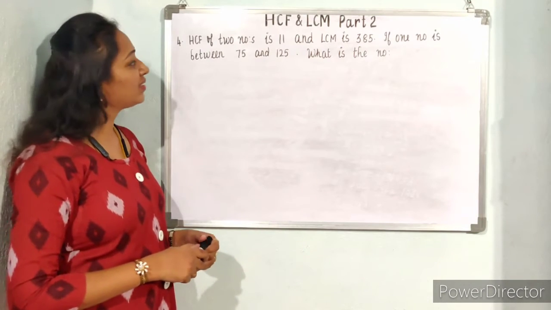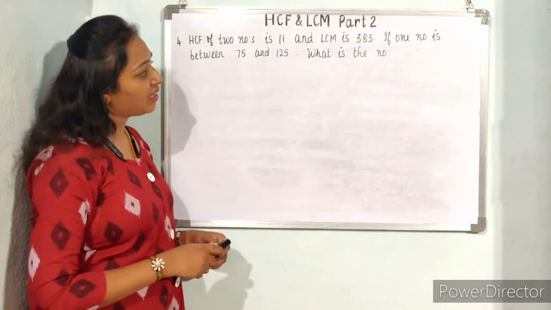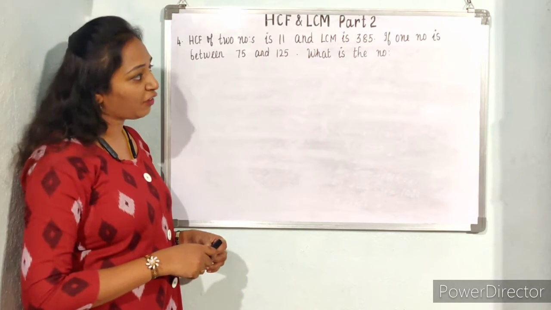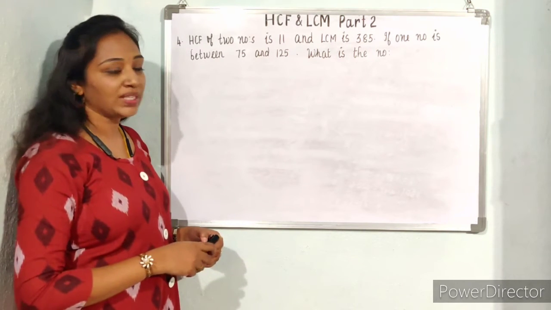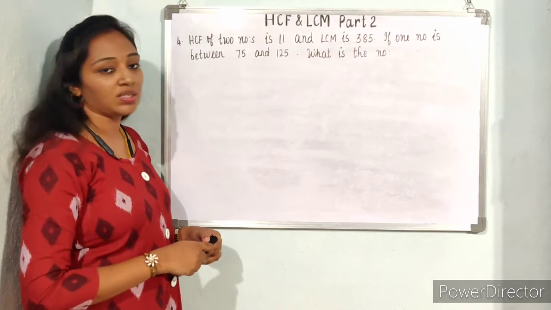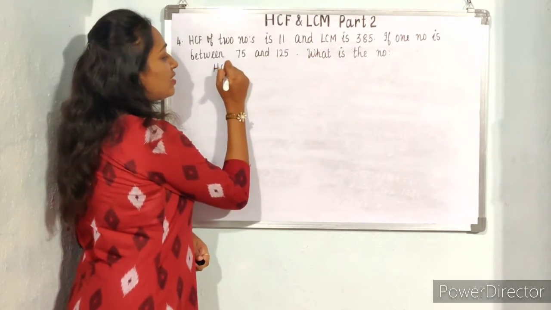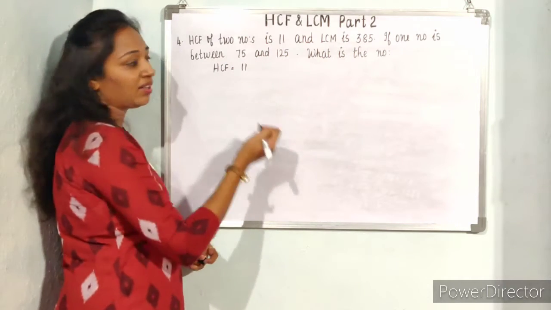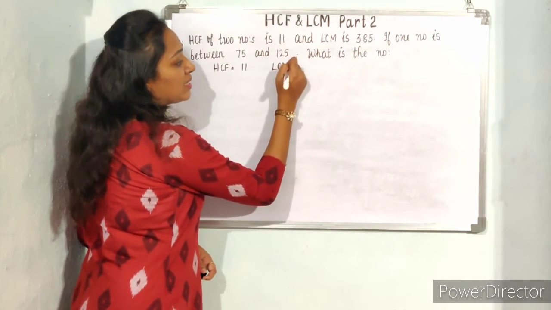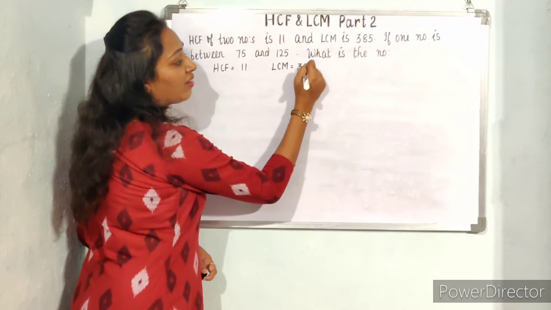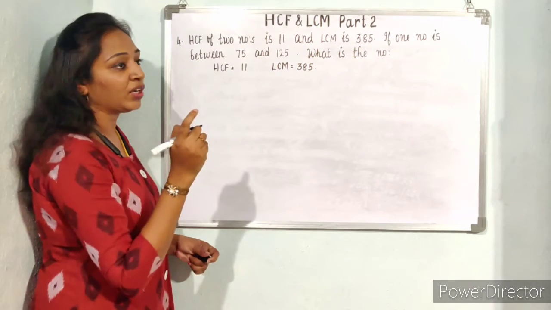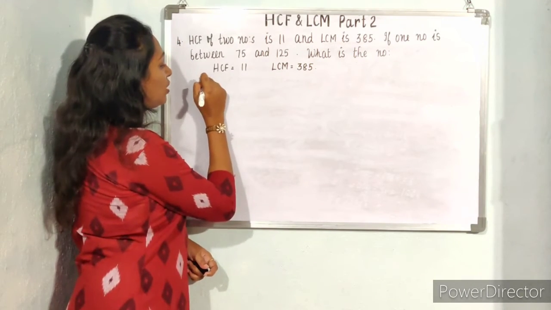The next problem is: the HCF of two numbers is 11 and the LCM is 385. If one number is between 75 and 125, what is that number? Here they have given the value of HCF, so HCF equal to 11, and the value of LCM, so LCM equal to 385.